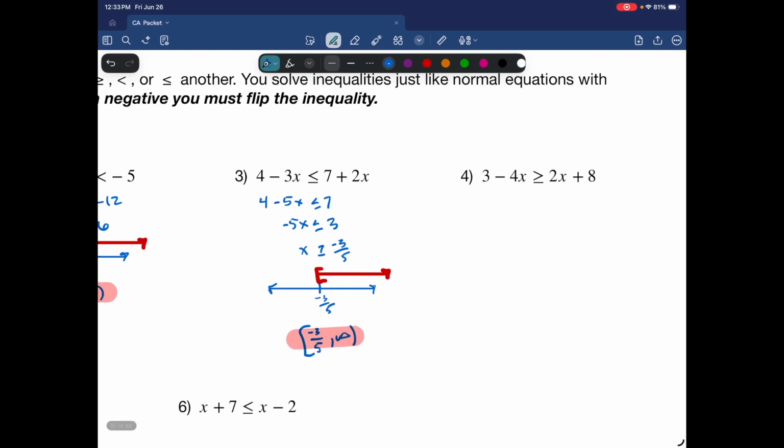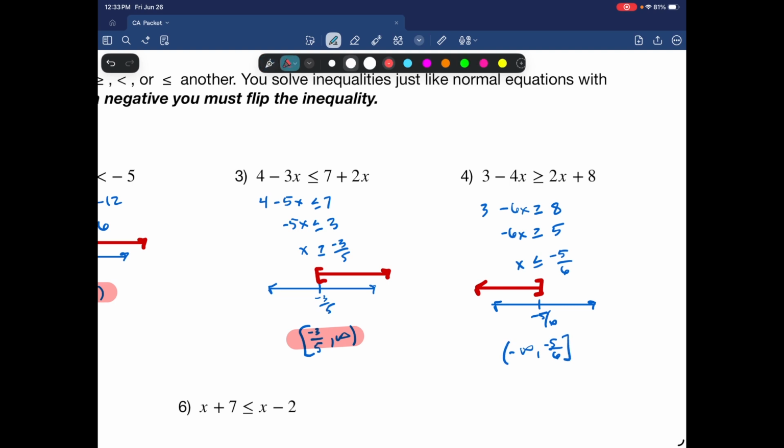Number 4. Let's see, I got 3 minus 6x greater than or equal to 8. Negative 6x greater than or equal to 5. X is less than or equal to negative 5/6. I'll do my graph. I got negative 5/6 in the middle. And this time it's a bracket but I'm shading to the left. Okay, and then my interval notation is negative infinity to negative 5/6. You always go from least to greatest when you write your interval. Okay.